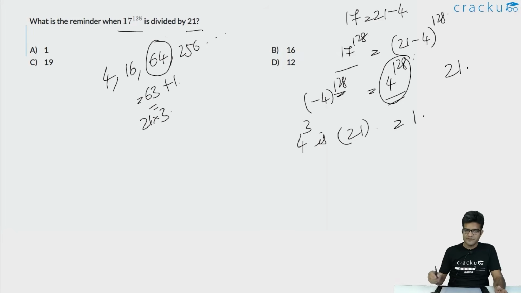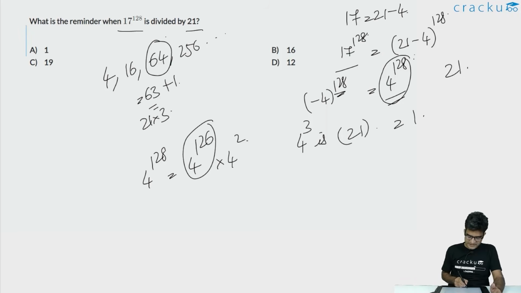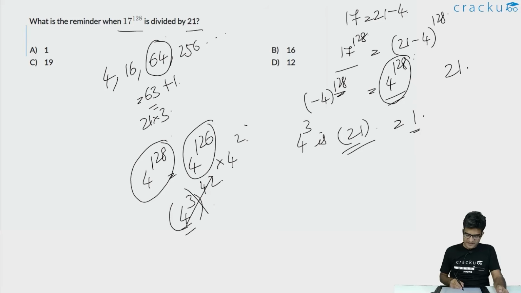So when we are looking for the remainder of 4 to the power 128, because 128 is not a multiple of 3, we will express 4 to the power 128 as 4 to the power 126 into 4 square. 126 is a multiple of 3. Now 4 to the power 126 is equal to (4 cube) whole to the power 42. This when divided by 21, the remainder is 1. So we can ignore this. So the remainder when 4 to the power 128 is divided by 21 is the same as the remainder when 4 square is divided by 21, and 4 square is equal to 16. Therefore, the final answer will be equal to 16.